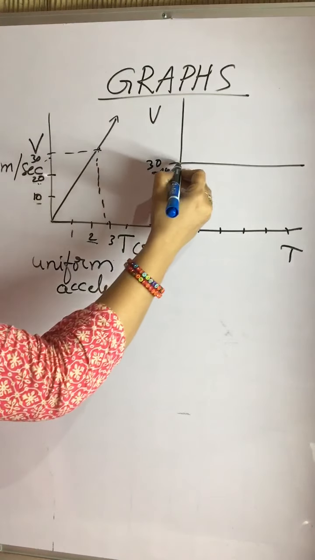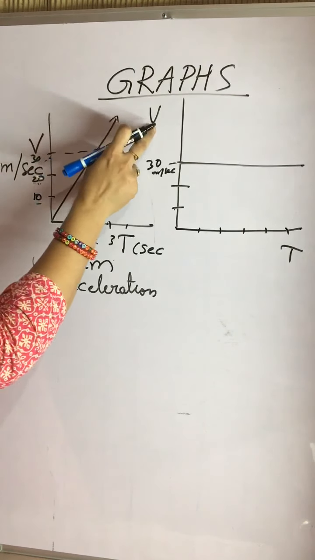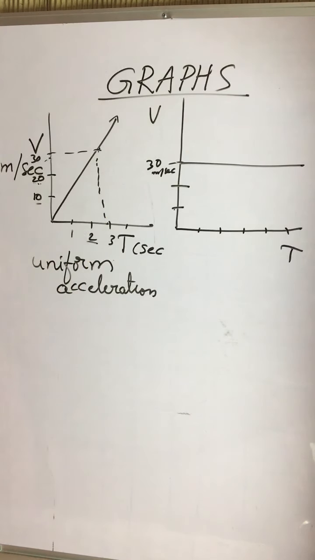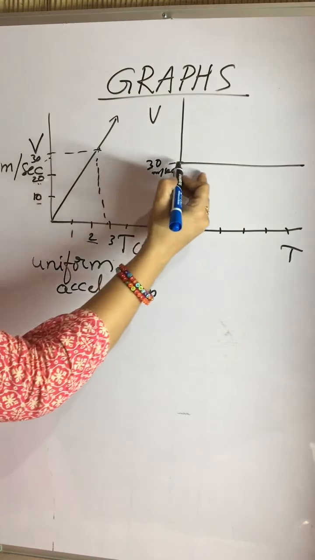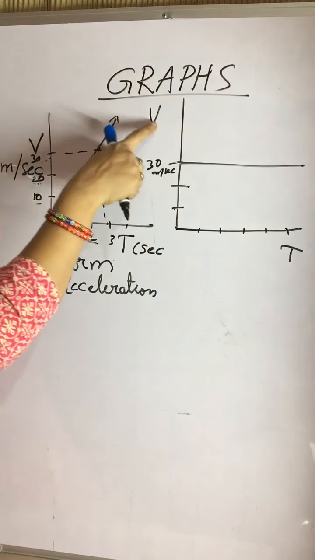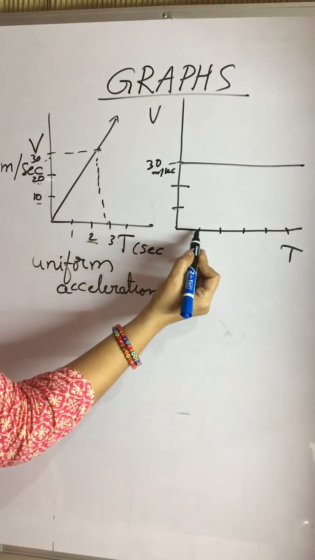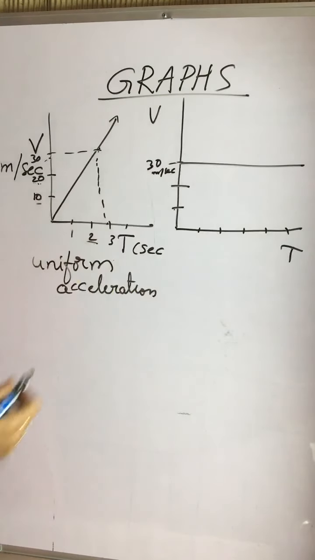Speed is not changing. In the distance time graph, when I have drawn like this, that showed the rest, because here on the y-axis distance was there. Distance was not changing, means the body is not moving at all. But here velocity is not changing. That means this velocity, speed is not changing. That means as the time passes, the body is moving with the same speed.